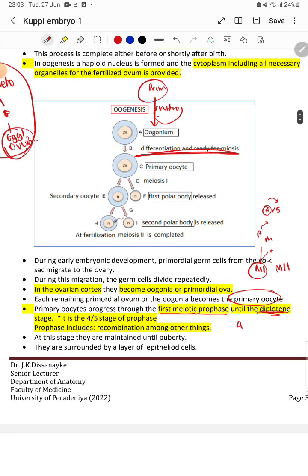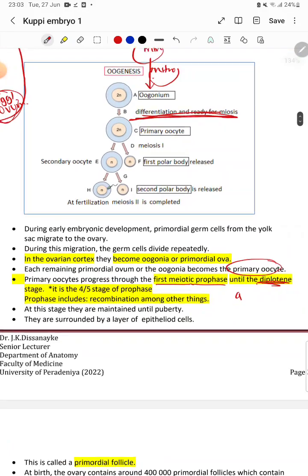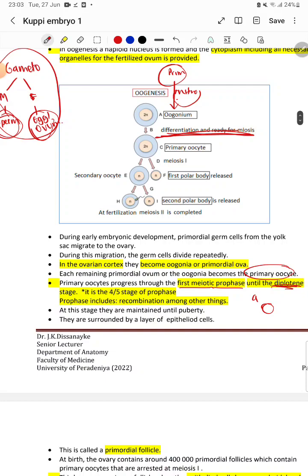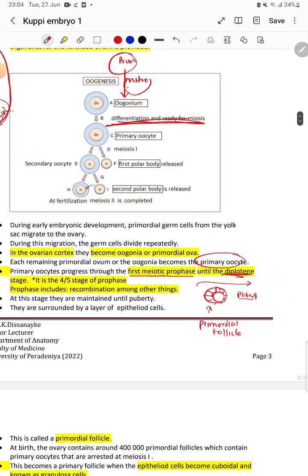And prophase itself, among other things, involves recombination, and recombination is very important for genetic variation. Anyways, that's it. So the primary oocyte is just kept inside this follicle. All these follicular cells surround it, forming a follicle around it and giving it the name primordial follicle. So primordial follicle is what it's going to be until puberty, even after birth.